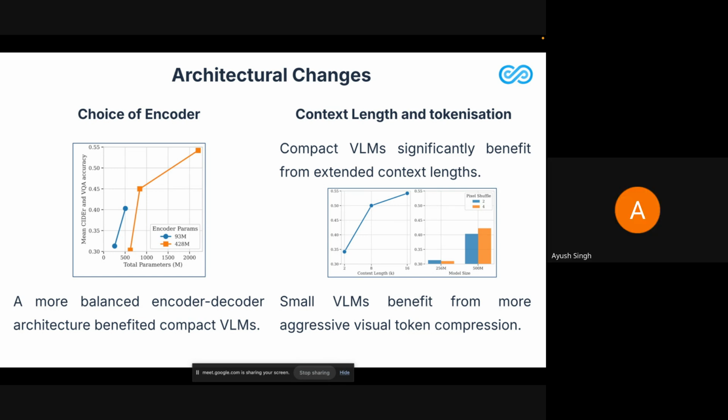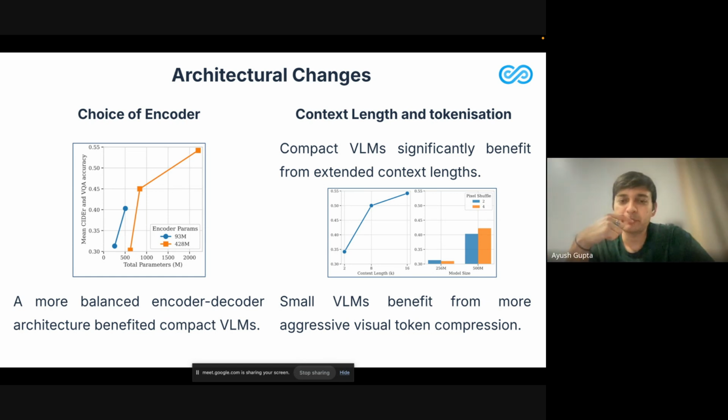Now, on context length and tokenization, I remember they mentioned that they could go up to 8K tokens for the smaller VLMs, basically those with less than 1 billion parameters. After that, they did not get enough performance gains. They could go with a higher context length for the 1.7 billion VLM. That also made intuitive sense to me. Even with RoPE scaling, there might be a limit to how much context length you want to increase with a smaller VLM.